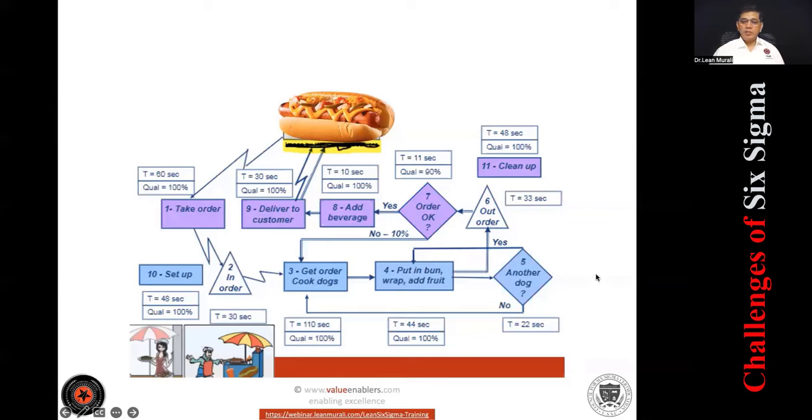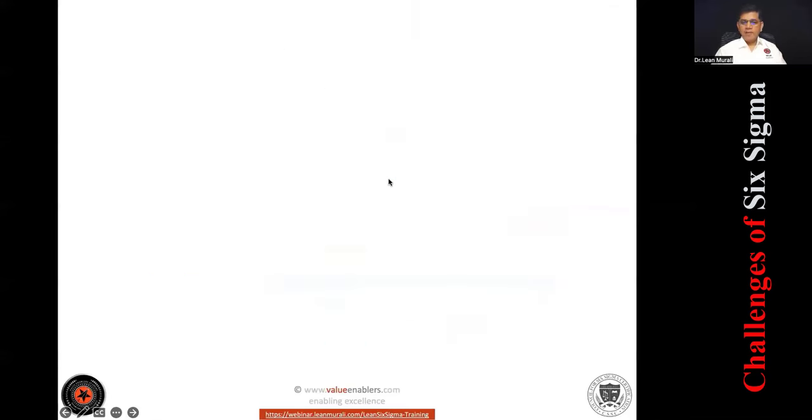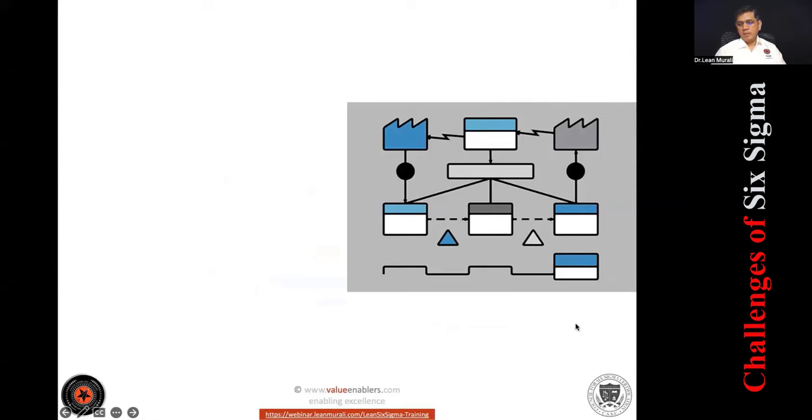So you can see that three components here. One is there are suppliers, there is a process, there is a customer, there is information, there is a timeline. Now, if you combine all these processes into a pictorial form of exactly how these elements become a served hot dog, then you have a value stream map. Okay. There is a style to this value stream map. There are three important components of a value stream map. You can divide that entire A3 size of paper into three components.